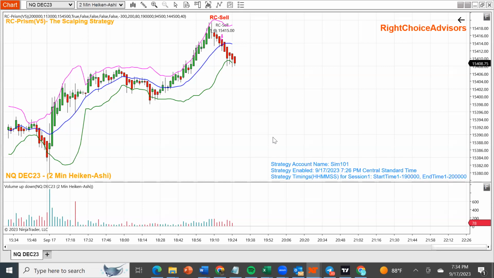And also some of the users are trying to put Prism and Spectrum on the same account, right? Don't try to put Prism and Spectrum on NQ on the same account. Prism might take a long and Spectrum might take a short. So if you are using two different strategies, they must be on two different accounts, not on the same account.